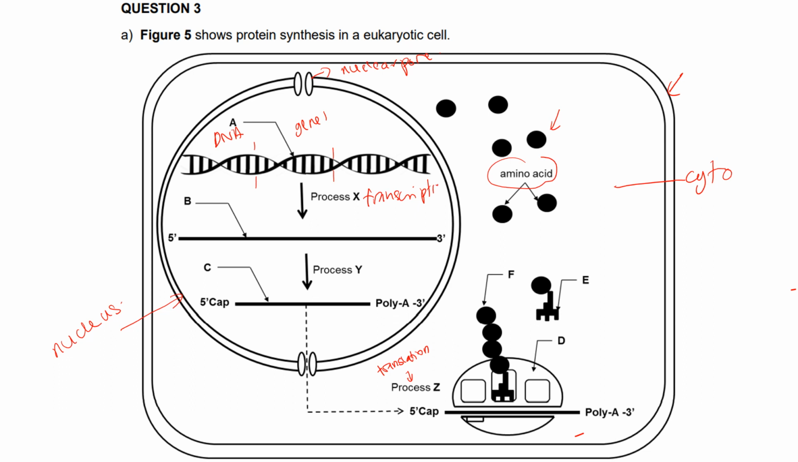The process of transcription produces a molecule we call mRNA. Because this process occurs in a eukaryotic cell, the initial molecule that is produced is a pre-mRNA molecule. So B is a pre-mRNA molecule. This molecule will copy the information from gene 1, and after that it has to undergo the next process, which is process Y, RNA processing.